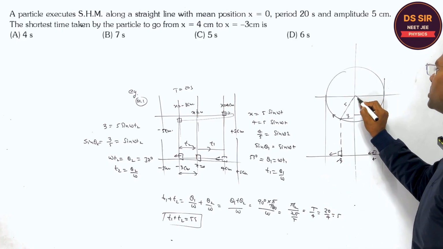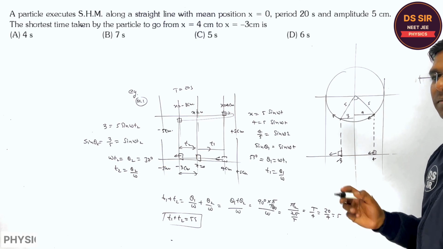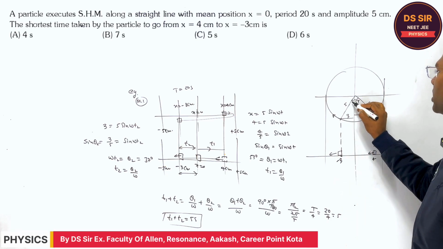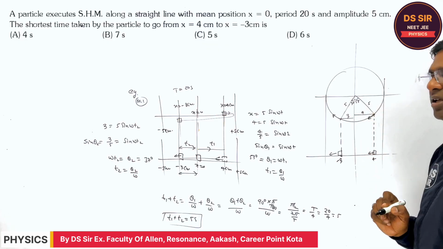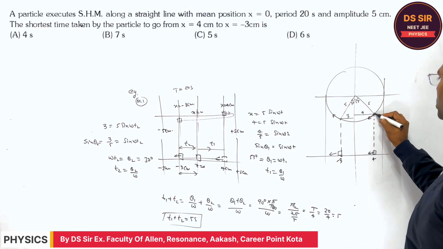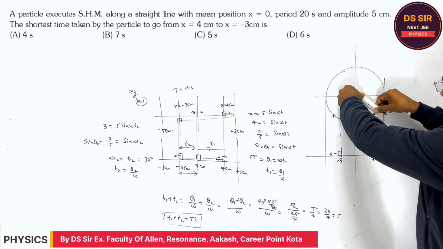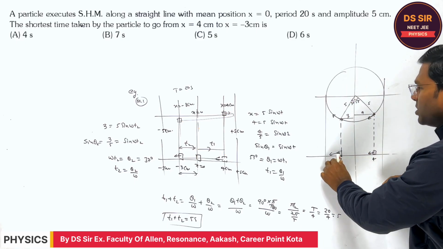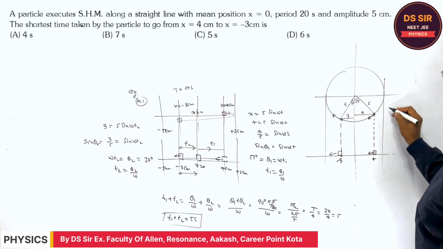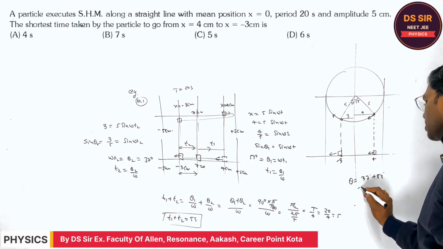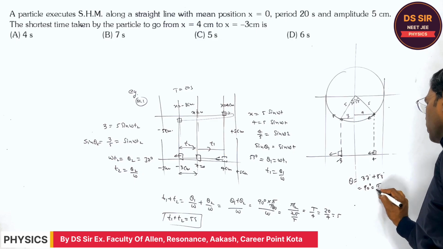Right. So what is this angle? 53. And what is this angle? 37. So it is easy in this circle. What is the total angular displacement of the particle on the circle when it is moving from here to here? The angular displacement is 37 plus 53 is equal to 90 degrees, which is pi by 2.